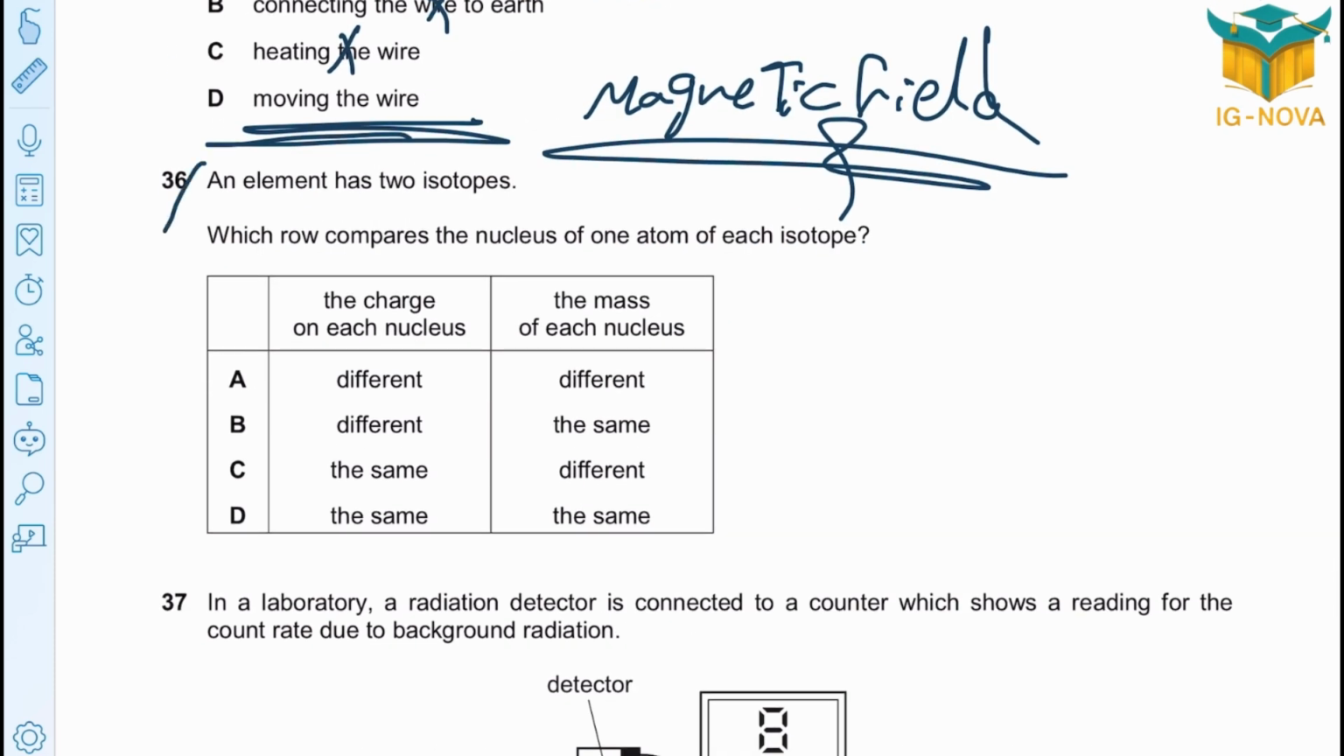Question 36. An element has two isotopes. Which row compares the nucleus of one atom of each isotope? The charge, meaning the atomic number, is the same, it doesn't change, but the mass will be different. So the correct option is C.